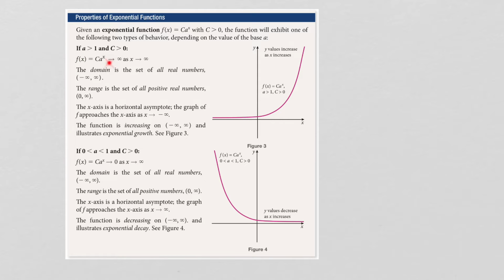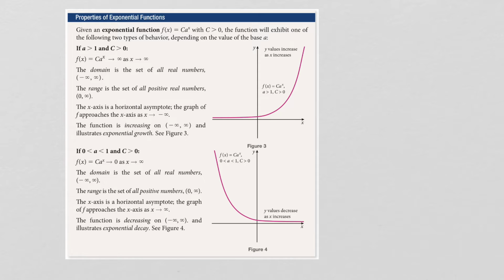So the function will approach infinity as x approaches infinity, and the function will approach 0 as x approaches negative infinity. You'll notice that the domain is the set of all real numbers, and the range is only positive numbers, right? Because the graph only touches positive values of y. It does not touch any negative values of y.